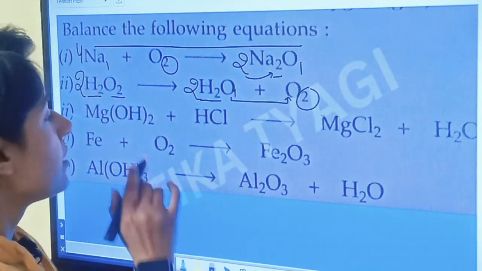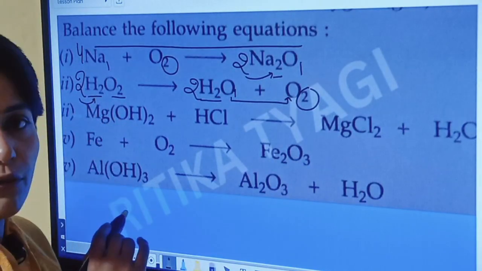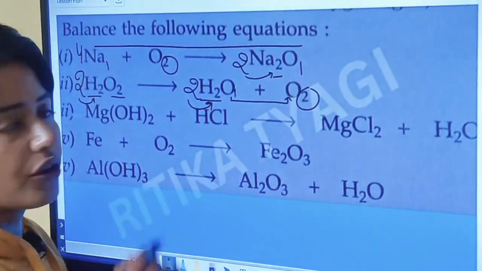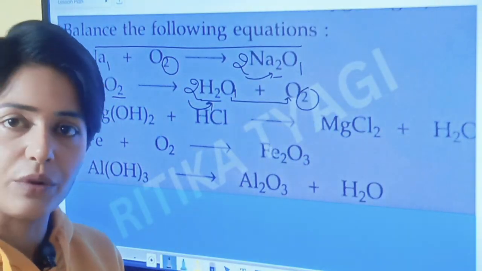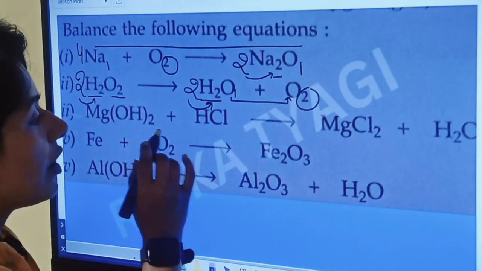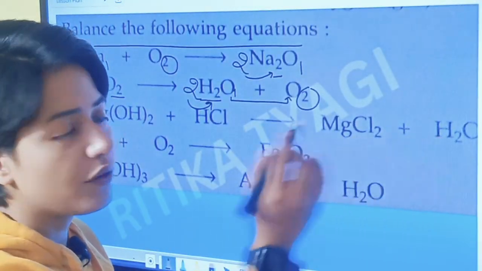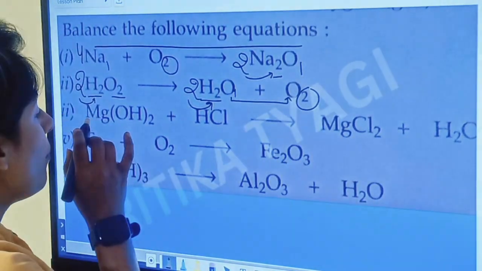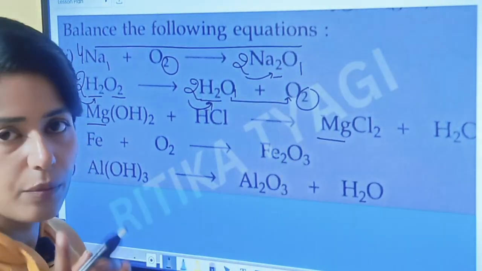Now hydrogen atoms: 4 on the reactant side, that is 2 2s are 4. Hydrogen atoms are also 4 on the product side, 2 2s are 4. So now it is a balanced chemical equation. Third equation: magnesium hydroxide reacts with hydrochloric acid, then it forms magnesium chloride and water molecule. Here magnesium atoms are 1 on the reactant side.